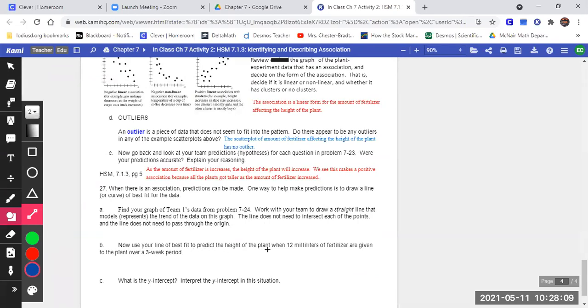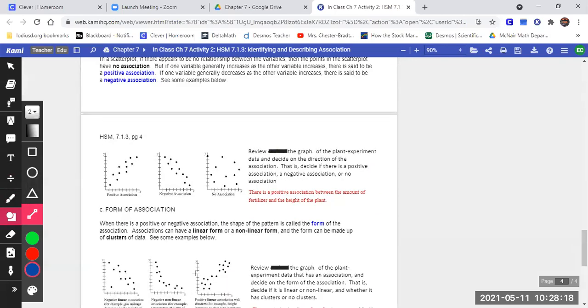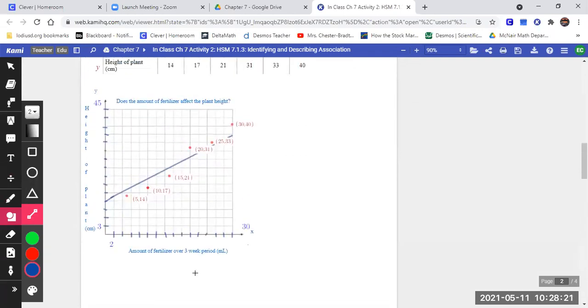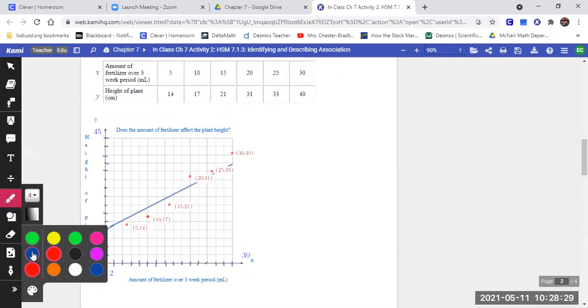Using this line, predict the height of the plant at 12 milliliters. And we're going to do a sentence here. Let's go back. I'm going to look at where 12 is and take it up to our line and estimate what it would be. I'm going to make this dot a different color. I'm going to make him blue so he stands out. How many lines over would 12 be? How many lines over is 12? 6 of them. 1, 2, 3, 4, 5, 6.